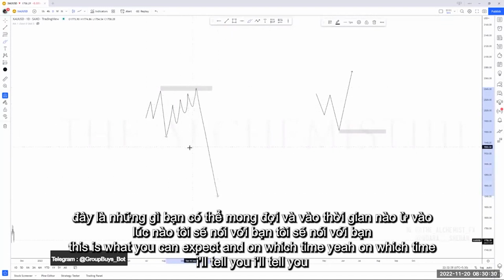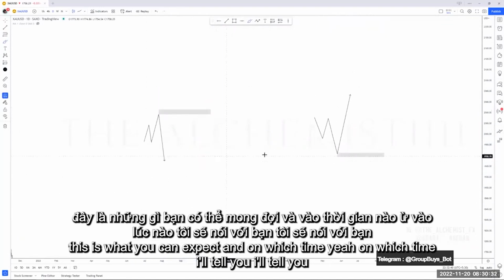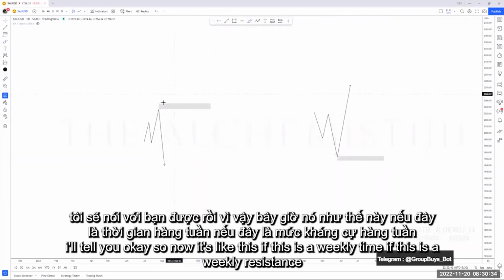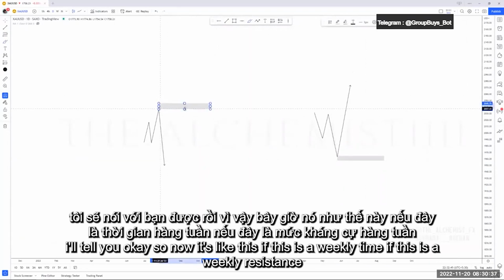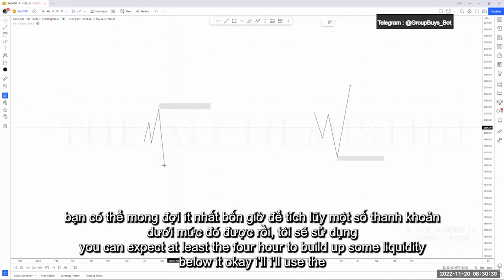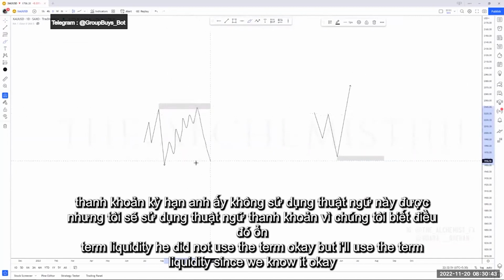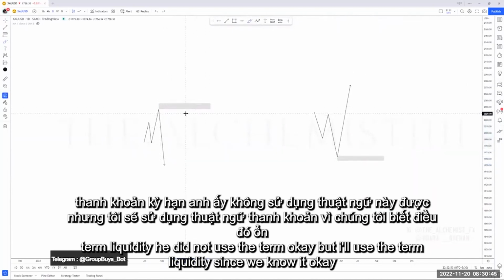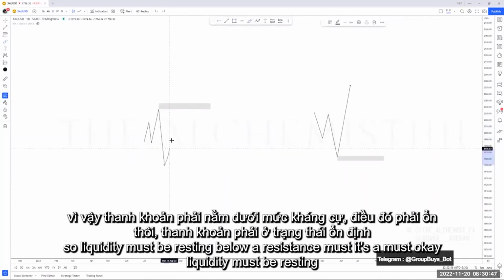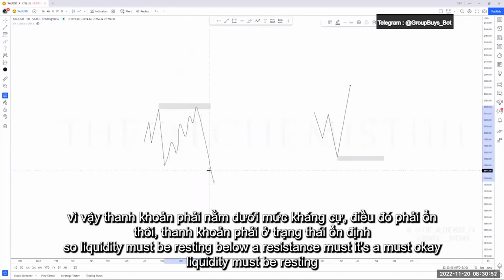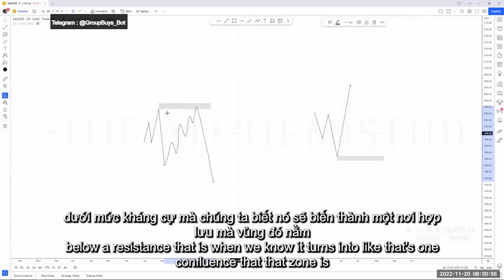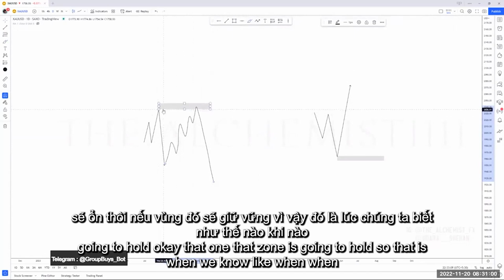And on which time frame, I'll tell you. So now it's like this. If this is a weekly resistance, you can expect at least the 4 hour to build up some liquidity below it. I'll use the term liquidity, he did not use the term, but I'll use it since we know it. Liquidity must be resting below a resistance. It's a must. That is one confluence that this zone is going to hold.